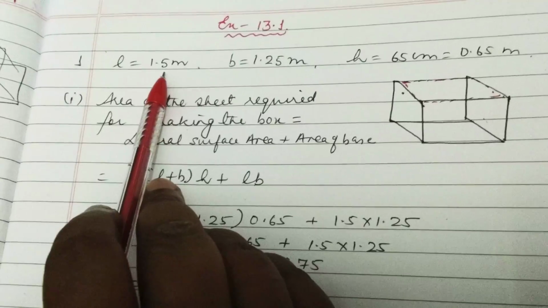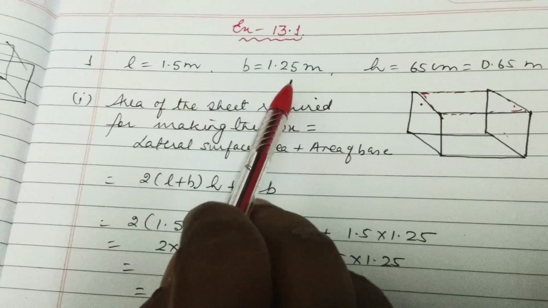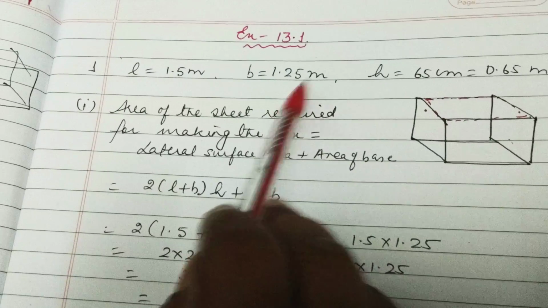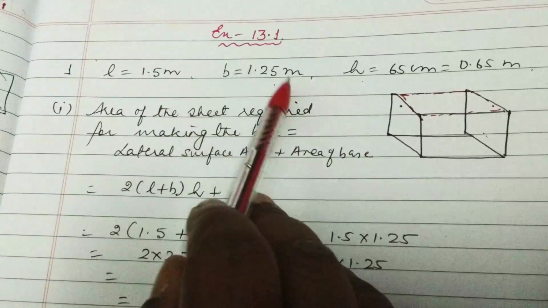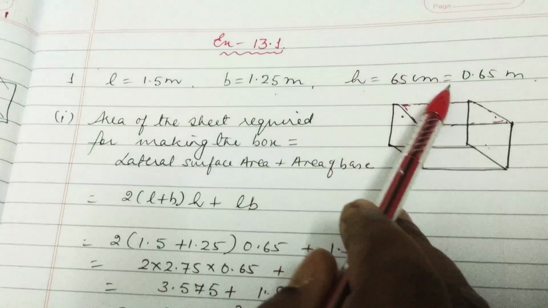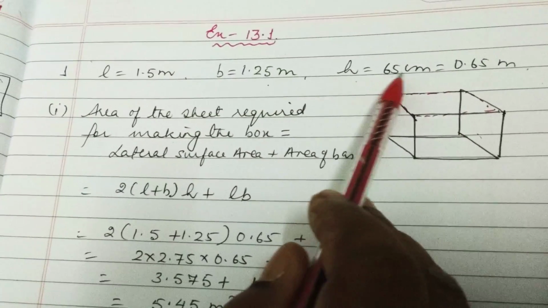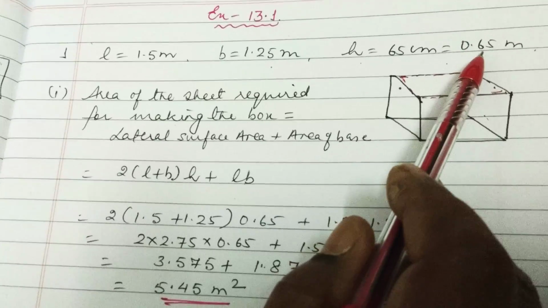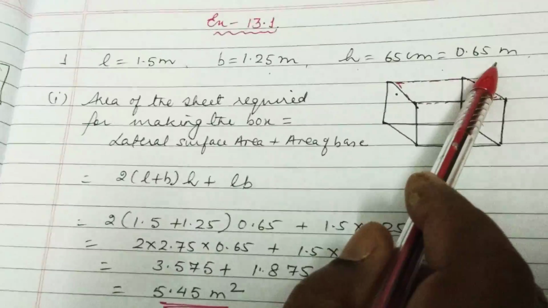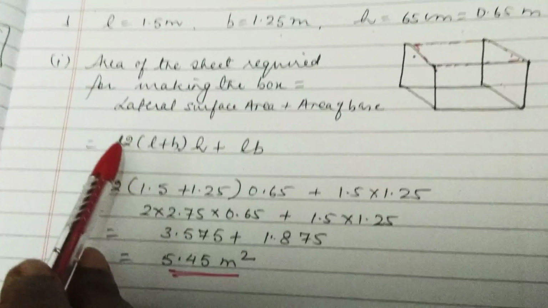Now it is given L equals 1.5 meter, B equals 1.25 meter, and H, that is depth, is 65 centimeter. Since the other values are given in meters, we will convert it into meters. To convert centimeter into meter, we divide by 100. So it becomes equal to 0.65 meter. So we will just put it into the formula.